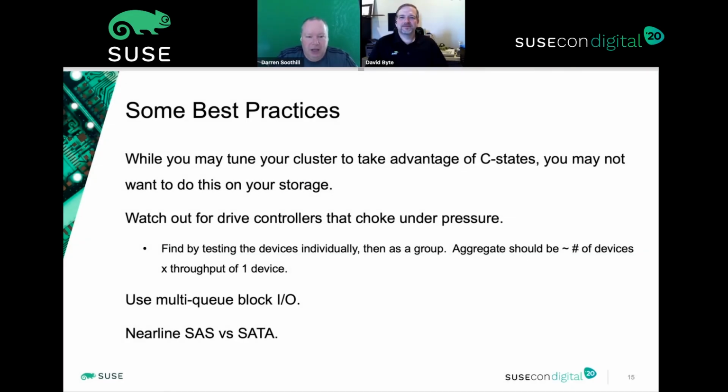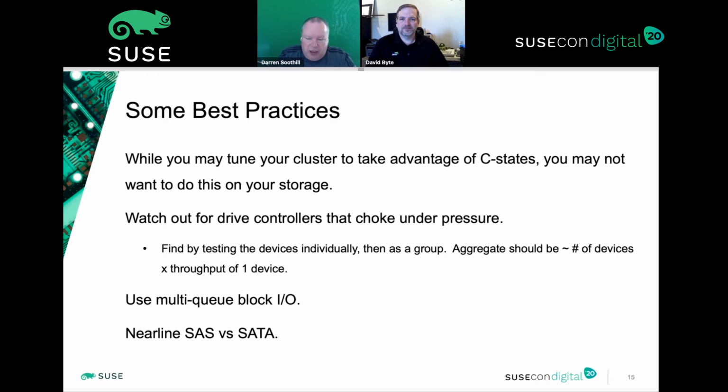So some of the best practices: you may want to tune a cluster to take advantage of certain things like C-states, but that may not be the thing you want to do with your storage. You've got to think about it. So what is your storage being used for? Does it make sense to set the CPUs in the servers to run at the highest power consumption all the time when it's for archive and backup? So the storage is spending most of its time not actually doing anything, and now it's consuming lots more power. So that becomes a cost conversation to have.